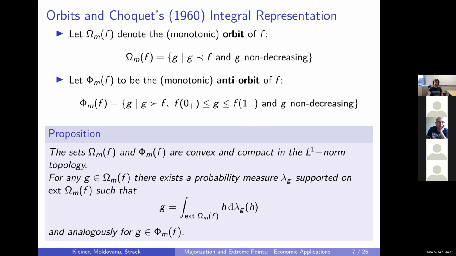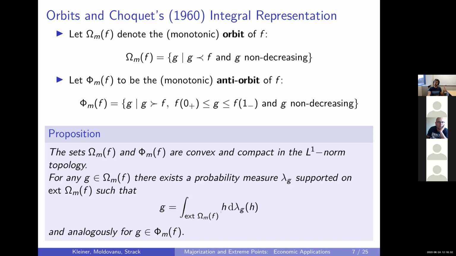And this then in turn allows us to use Choquet's result, which tells us that for every element G in the orbit of F, you can find the probability measure lambda G that's supported only on the extreme points of this orbit, and such that G equals the integral with respect to this probability measure lambda G that's supported only on the extreme points.